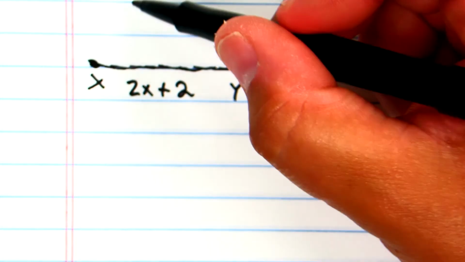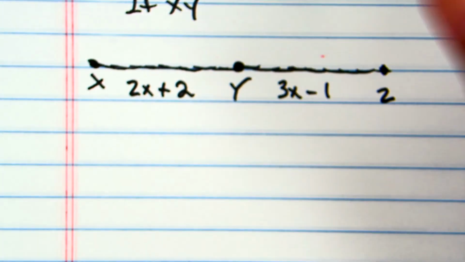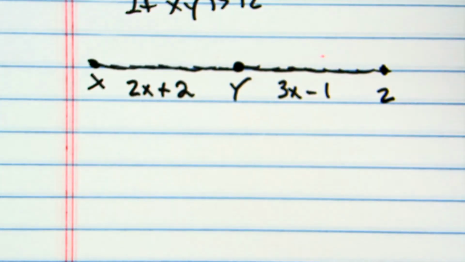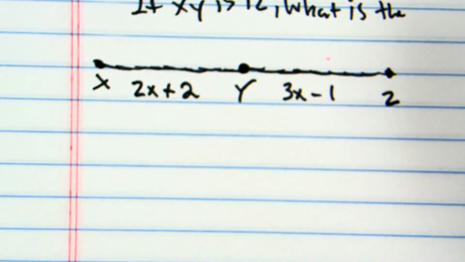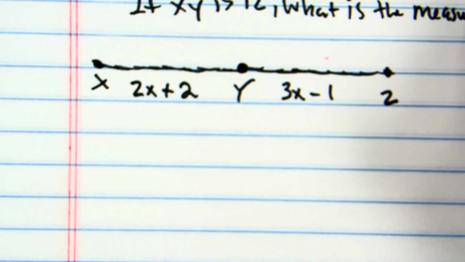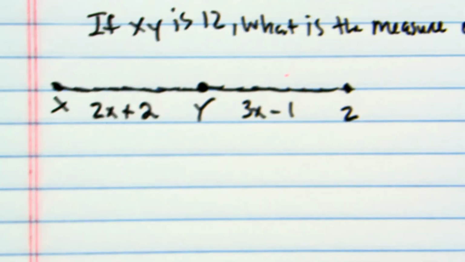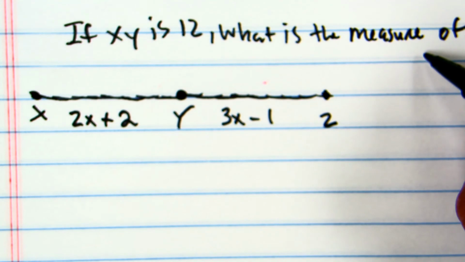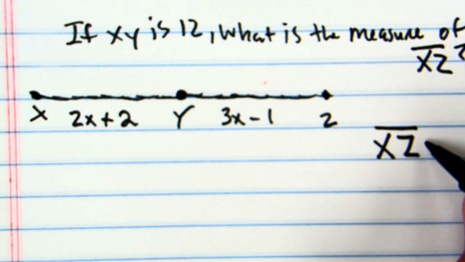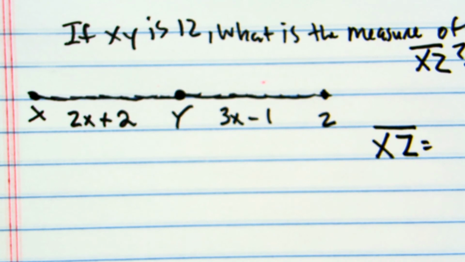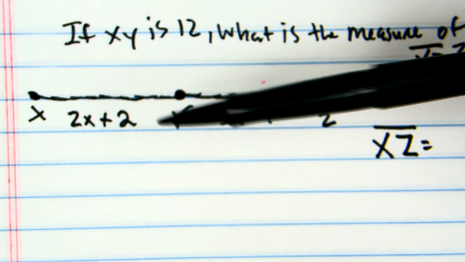And then in the instructions it says if XY is 12, what is the measure of line segment XZ? So that's what we're looking for. When we get done, we want to know what XZ equals. And I think you need to really pay close attention to detail on this, because just when you solve for x, that's not what we're looking for. We're looking for the length of this entire segment.